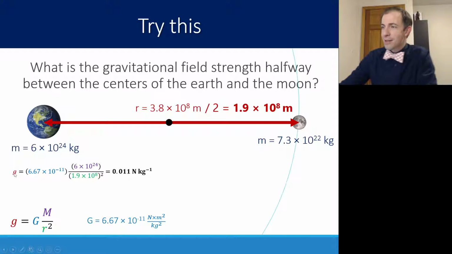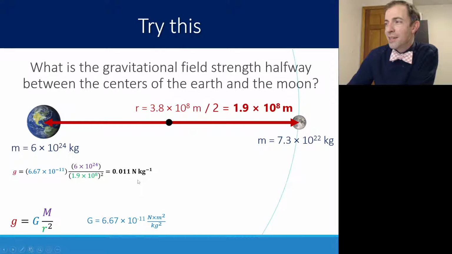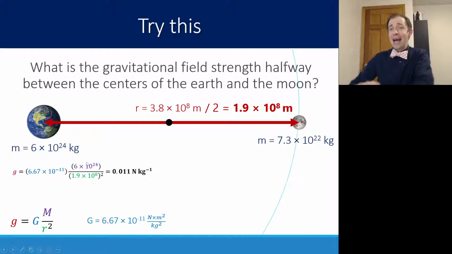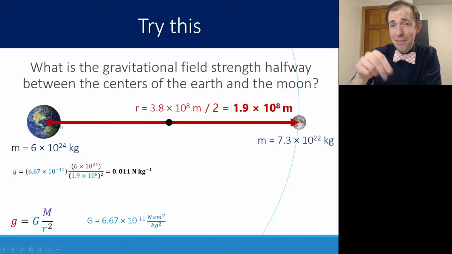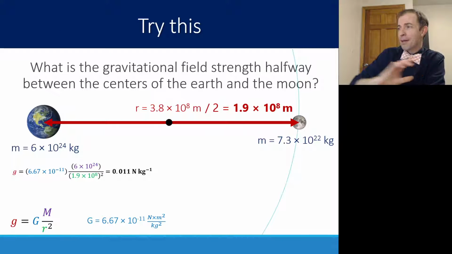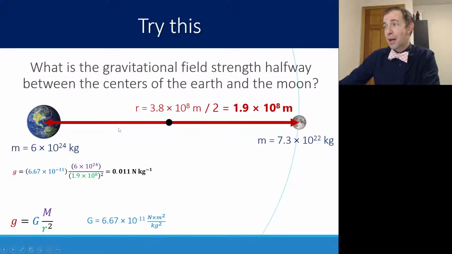Then if I want to calculate the gravitational field strength of the Earth, I'll use this big G value, 6.67 times 10 to the negative 11th, multiply that by the mass of the Earth, divided by the distance I am to the Earth, that's halfway, that orbital radius, squared. And I get a field strength of 0.011 newtons per kilogram. So I am way out there. Remember, my field strength on the surface of the planet was 9.81. So I am much, much smaller. That is diminished greatly with distance thanks to that squared function.